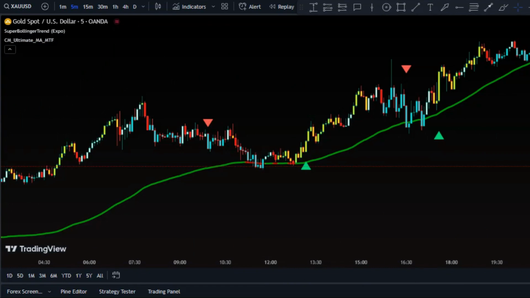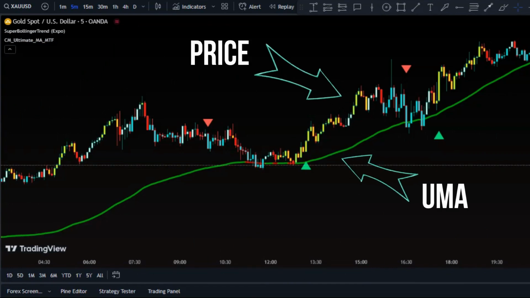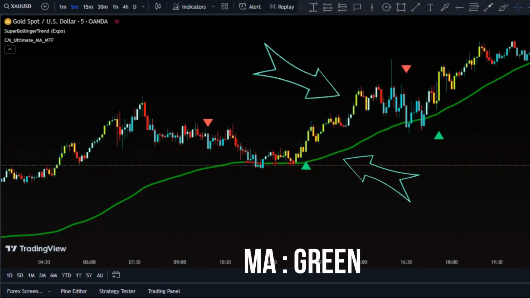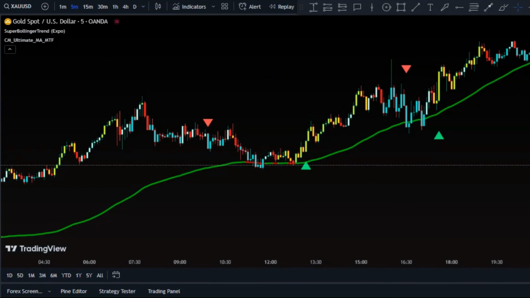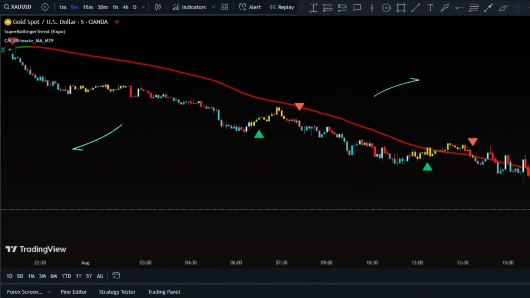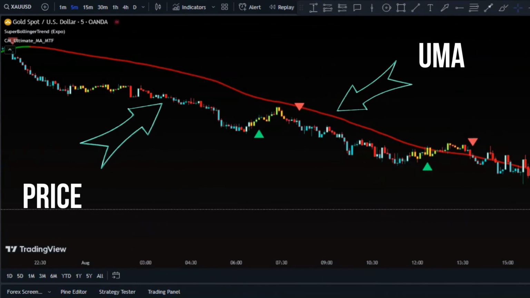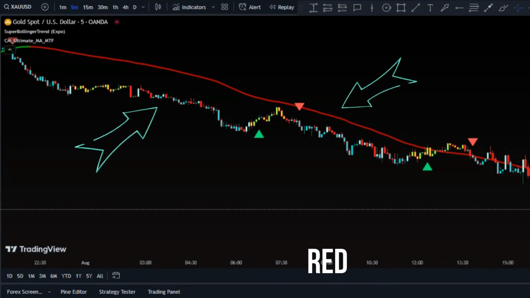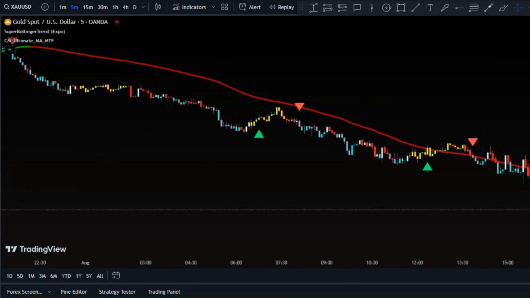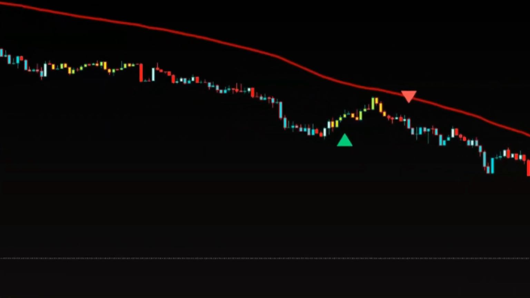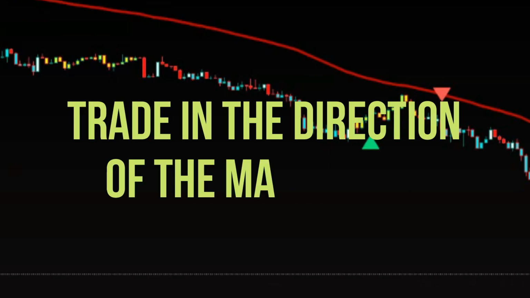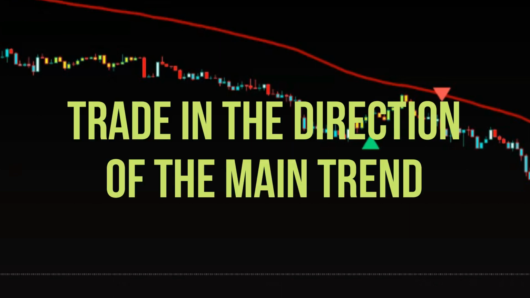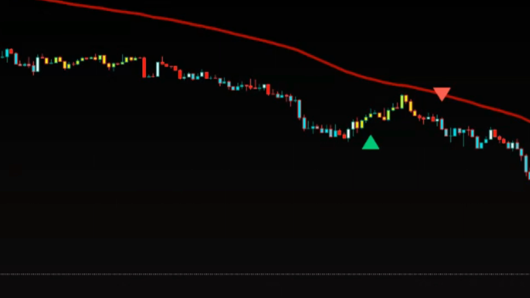If the price is above the ultimate MA line and the line is green, the trend is up, so sell signals will be filtered out. But if the price is below the ultimate MA line and the line is red, the trend is down, so buy signals will be filtered out. This indicator will help you trade in the direction of the main trend and avoid trading against it. Adding trend filters like this can really turbocharge your results.